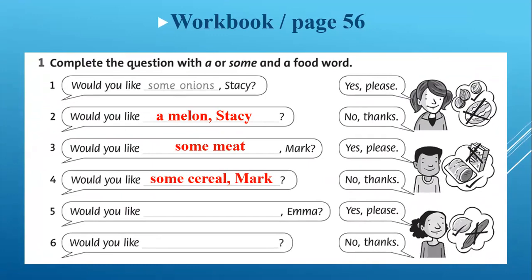No thanks. Now you look at Emma. Would you like a lemon, Emma? Yes, please. And number 6, would you like a cucumber, Emma? No, thanks.